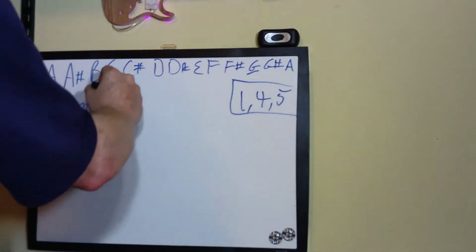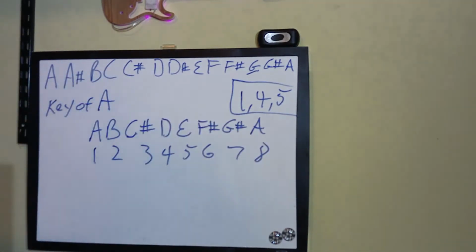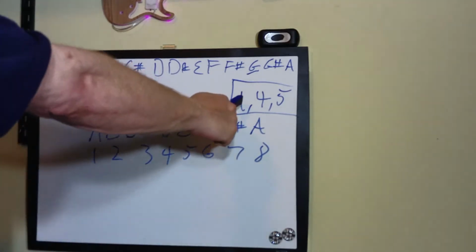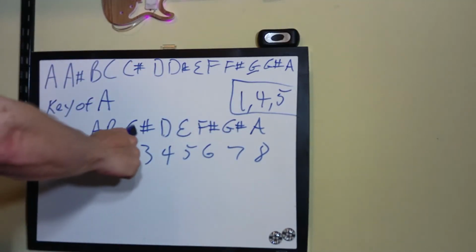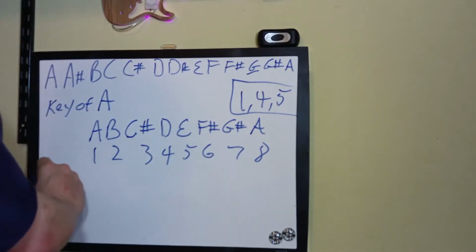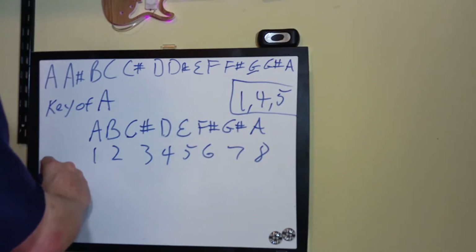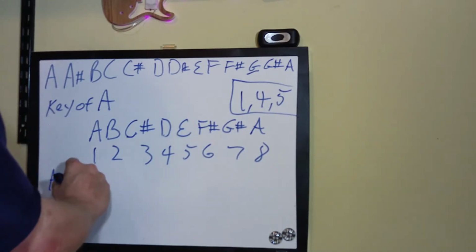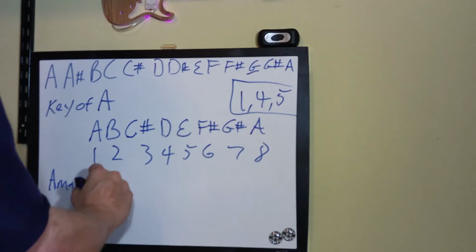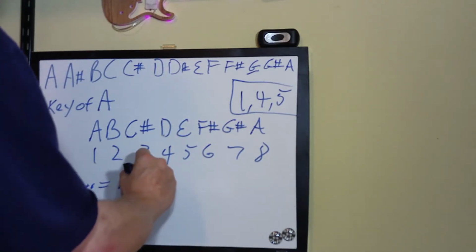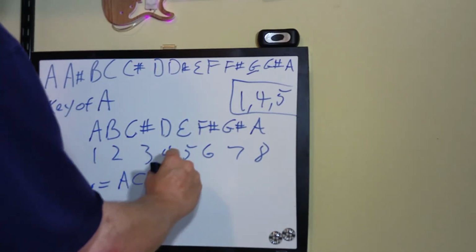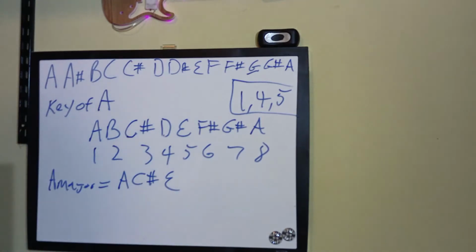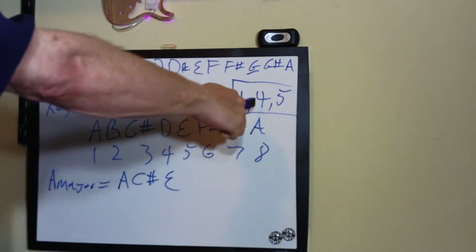Alright, let's do another one. We'll do the key of A this time. So here we have the scale written out and numbered. We're going to go ahead and get the root. So doing our skip a note trick, we have A, C sharp, and E for A major. And can you guess what the next chord is going to be? We need to find the 4 chord.